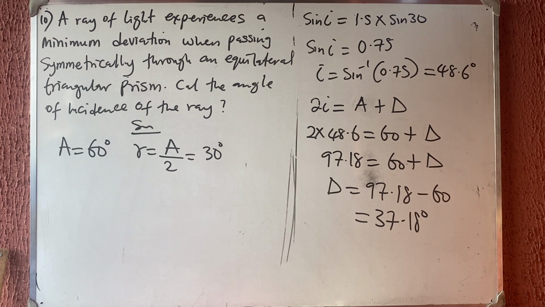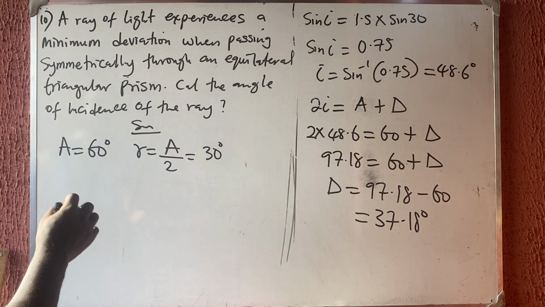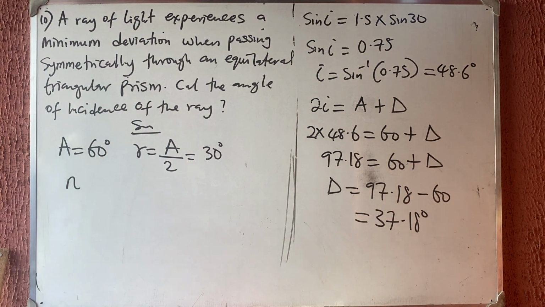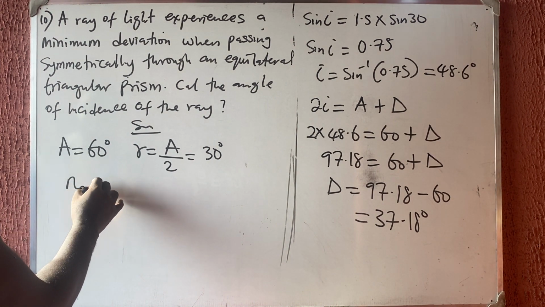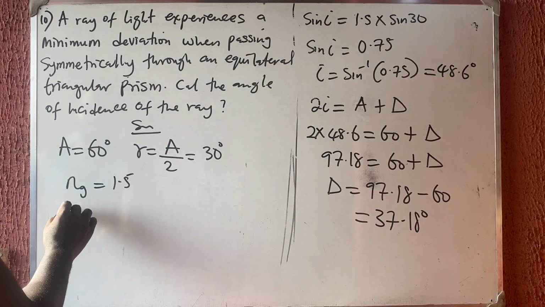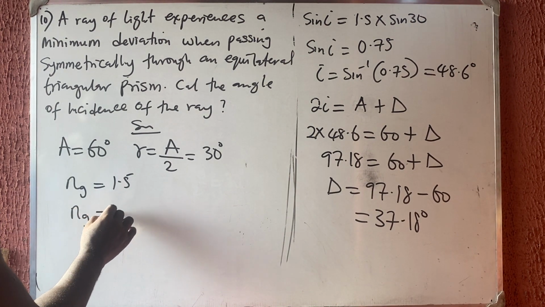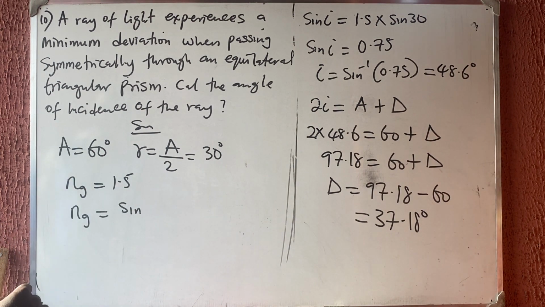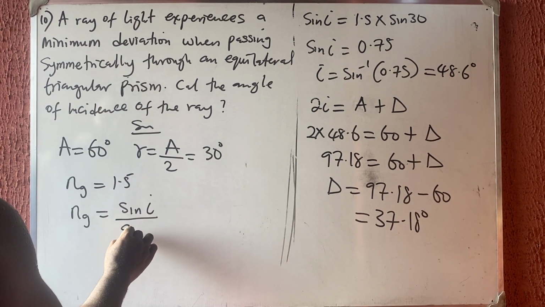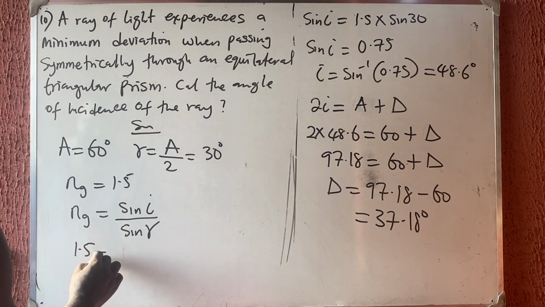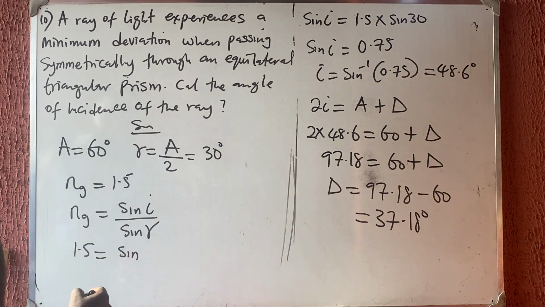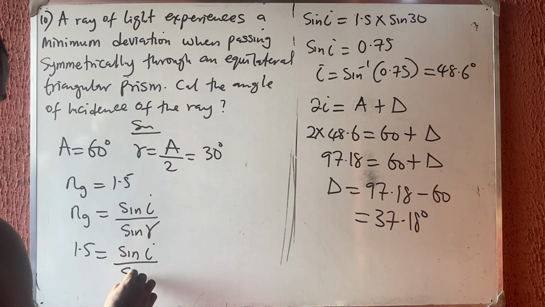They say a ray of light experiences minimum deviation. Now, there's another thing you need to know. Since they did not give us the refractive index, the refractive index of glass is 1.5 if it's not given. We know that the refractive index of glass is equal to sine I over sine R. So 1.5 is equal to sine I over sine 30.